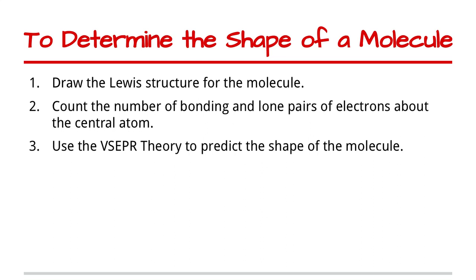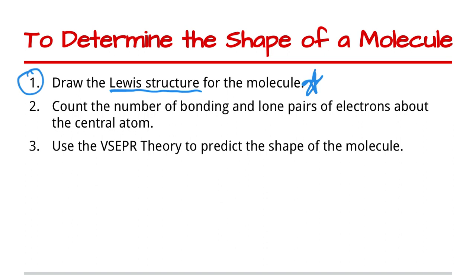In this video, we're going to use VSEPR theory to determine the shape of any particular molecule. Before we get into some examples, let's first look at how we would go about figuring out the shape of a molecule. The very first step is to draw the Lewis structure for the molecule. So we have to have a really good, sound understanding of how to draw different Lewis structures.